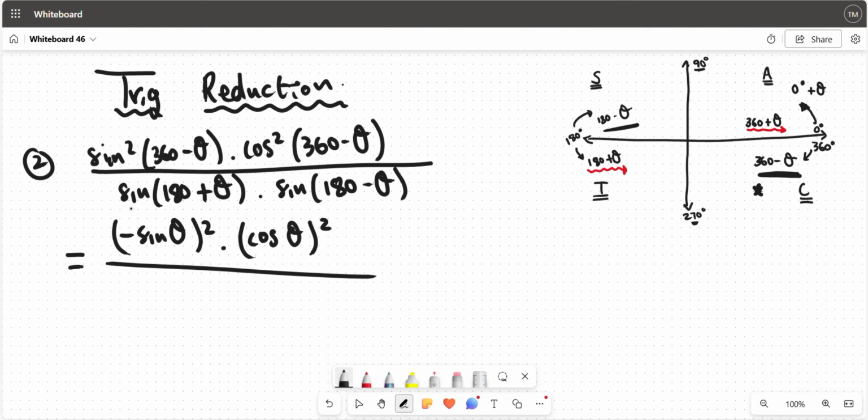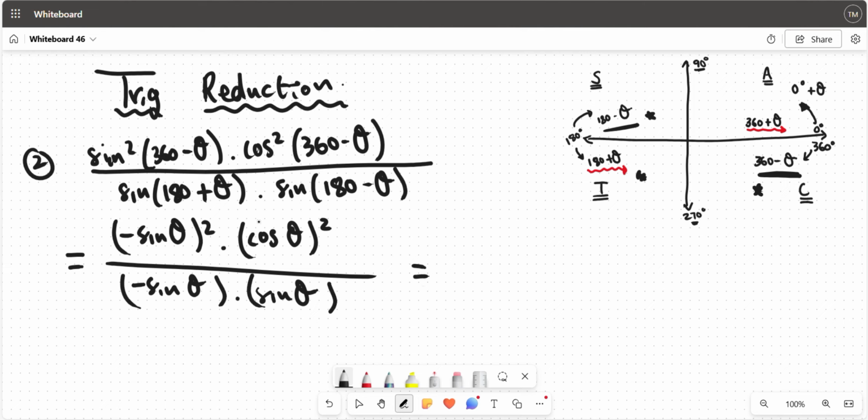And underneath, sine of 180 plus theta would put me in this third quadrant here. And so what is sine there? Sine is negative. So we have a negative sine theta that is being multiplied by a positive sine theta, because it puts us into that quadrant, and sine is positive in that quadrant. So we end up getting this.